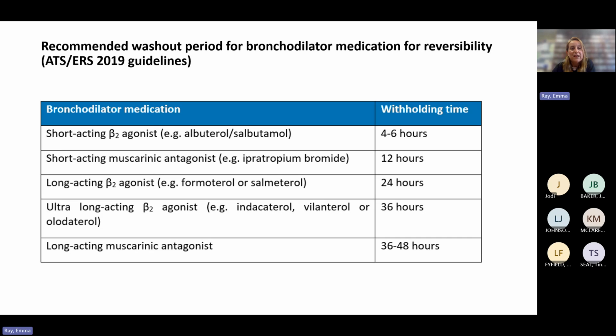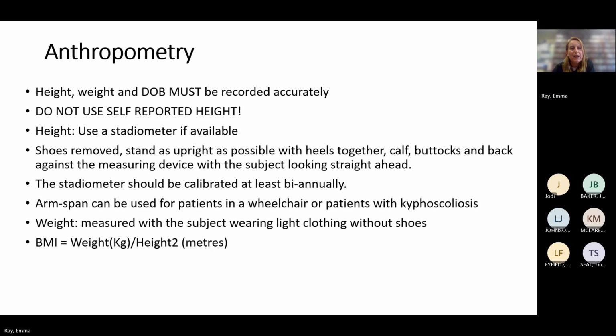Washout periods are all the same. You should all be aware of that, and that's what you'll be counselling the patient and the parent before they come in for the appointment, if you're doing reversibility, and do their height and weight. Obviously, children are growing all the time, so you must do the height and the weight on the day of the test. You can't just use a recent result.